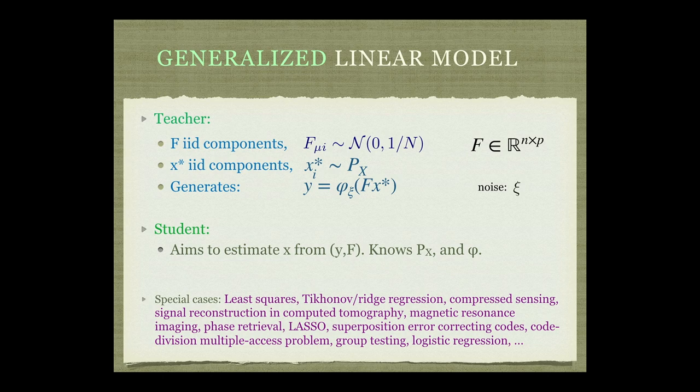We generate the labels, and then we give to the student the F and the Y, and also, for simplicity, these distributions. But we don't give to the student the X star. The goal is to find the X star.